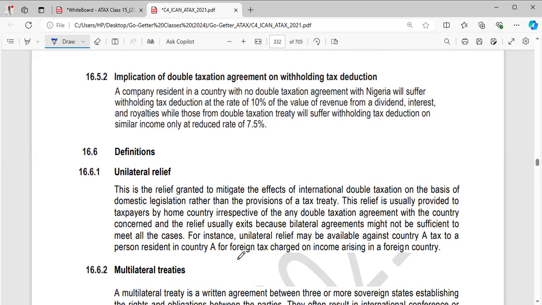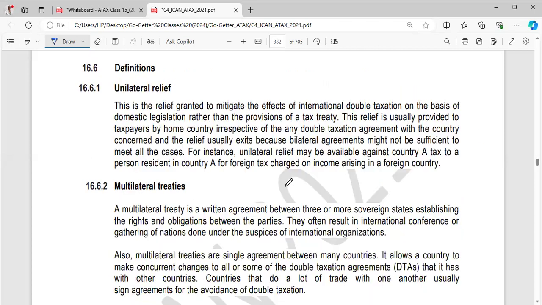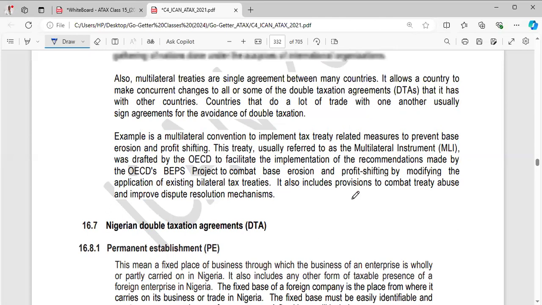All right. What is unilateral relief? Unilateral relief is the relief granted to mitigate the effects of international double taxation on the basis of domestic legislation rather than the provisions of a tax treaty. So most times questions do not come from here. Then multilateral treaties. I think you should read that up. Most times it doesn't come.